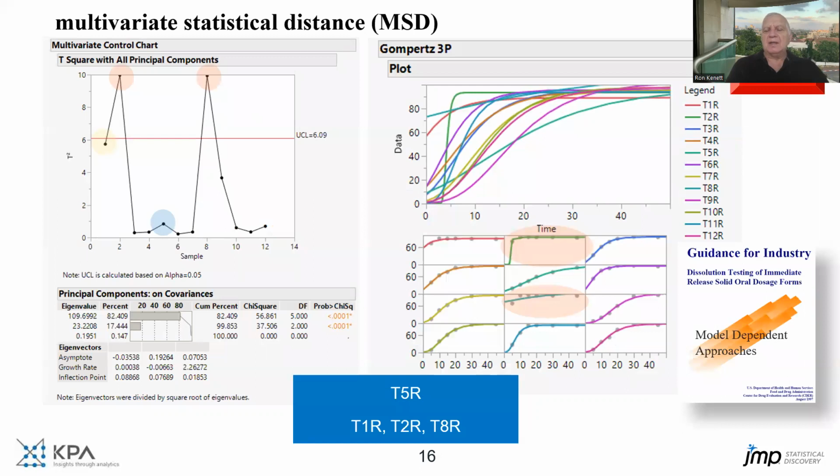If we move now and take the 3 parameters and run a multivariate control chart on the 3 parameters, we see that T5, the blue one, doesn't stand out. T1, that's the first one in yellow, and then we see T2 and T8, which we had noticed before, that stand out. This is actually one of the methods for dissolution testing in the guidance for industry. It's called model-dependent approaches. You fit models, you look at the parameters, and then you consider the parameters as data for analysis. So we did identify T5R, and then we identified T1R, T2R, T8R.